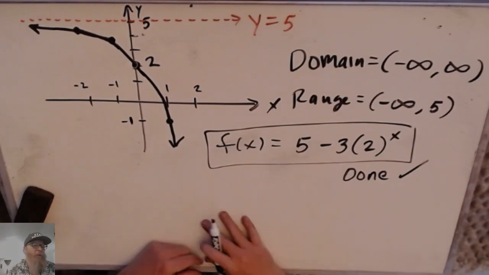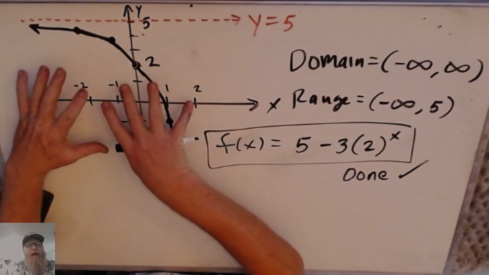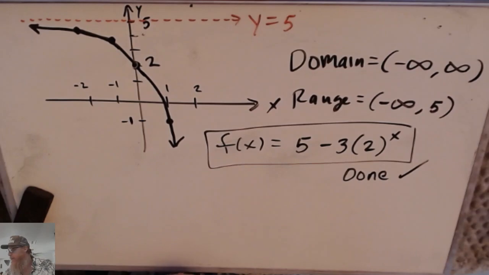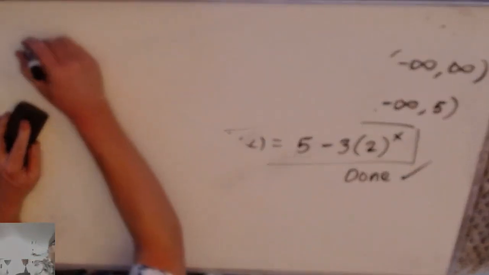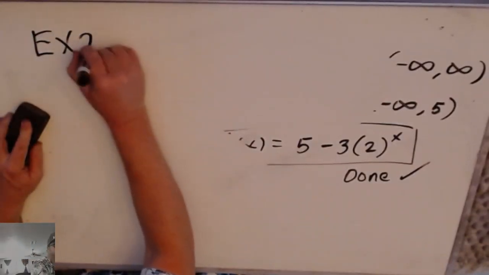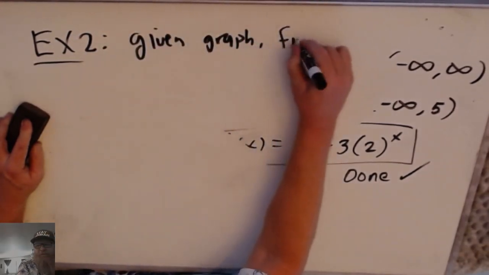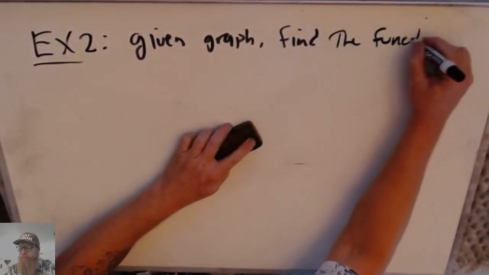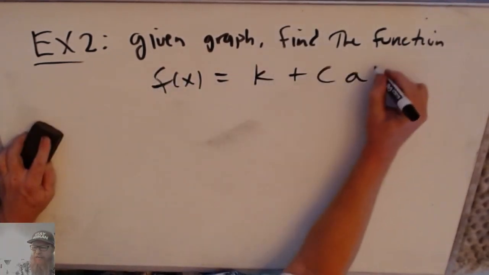All right, that's where we were last week. This week we're going to turn the tables a little bit. I'm going to start with the graph, and I'm going to tell you how to figure out what this particular equation is. So given the graph, find the function f of x equals k plus c a^x.